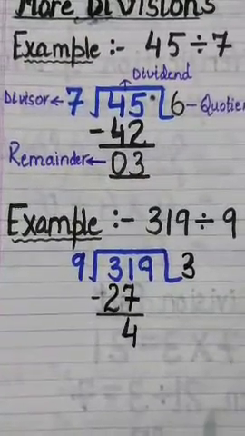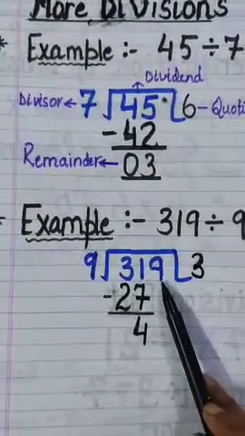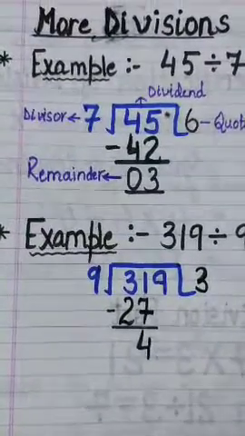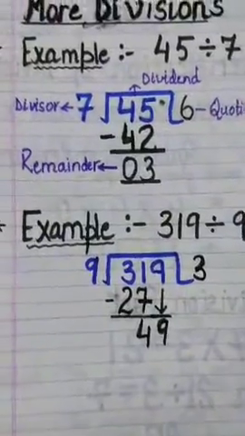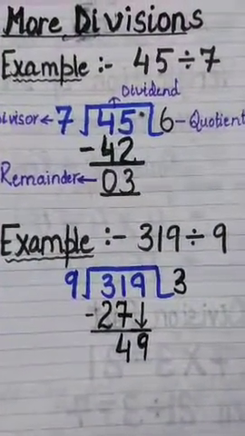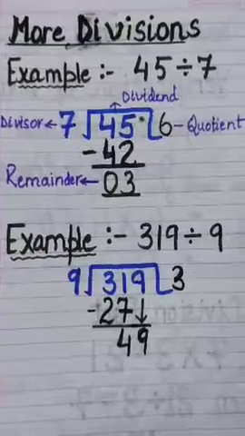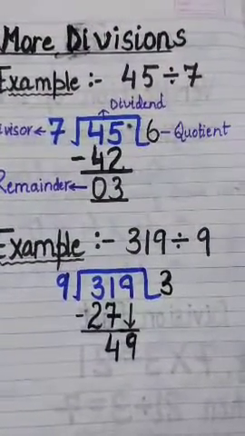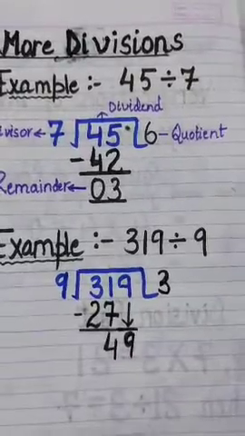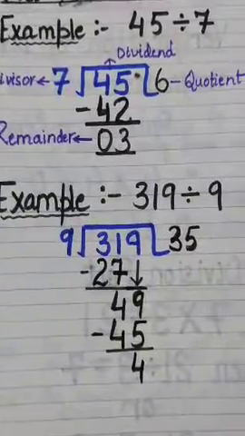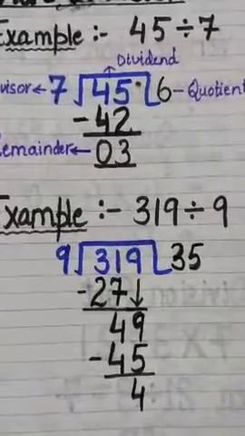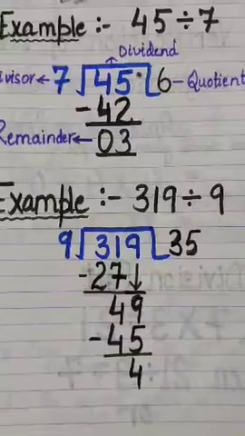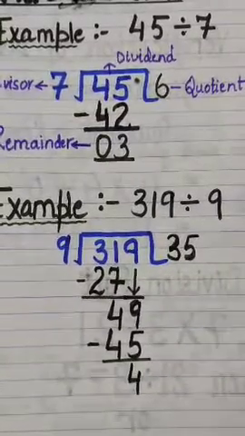Now we know that we have another number in dividend and we have to copy this after 4. So we will do that. The number thus received is 49. Now we have to read the table of 9 for 49. We know that 9 5s are 45. So we will subtract 45 from 49. Now here we can see on subtracting 45 from 49, we got 4 as remainder.